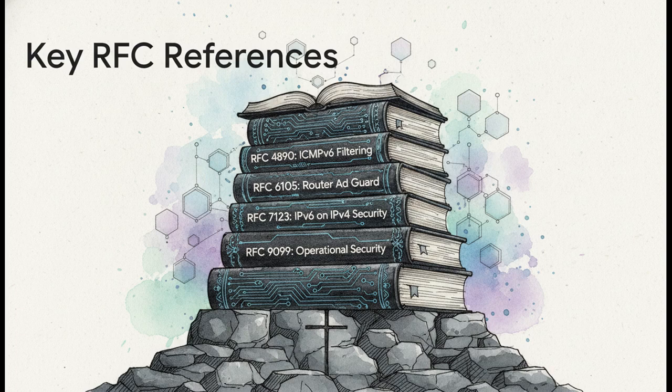You've got RFC 4890, which spells out exactly which ICMPv6 messages are safe to filter and which ones will break your network if you drop them. You have RFC 6105, which details router advertisement guard to stop rogue routers in their tracks. And you have RFC 9099 for your overarching operational security. These are not just light-reading suggestions, they form the absolute bedrock of any secure, enterprise-grade IPv6 deployment.